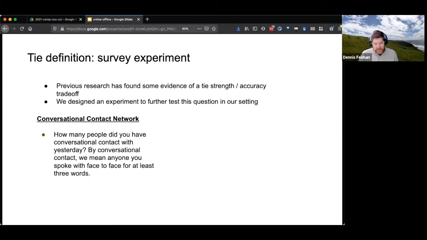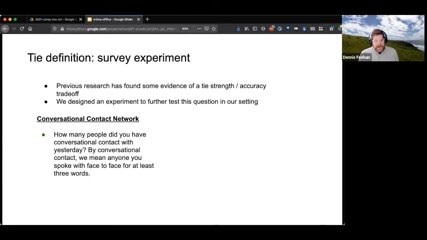So this definition comes from the literature in epidemiology, and it's been used to collect information about face-to-face contacts that are relevant for infectious disease transmission. So there's been some previous work that collects data like this, and that's how we picked this method. I think of this as quite a weak tie, because people you had some kind of face-to-face interaction with for at least 3 words is not a particularly high bar in terms of the social relationship.